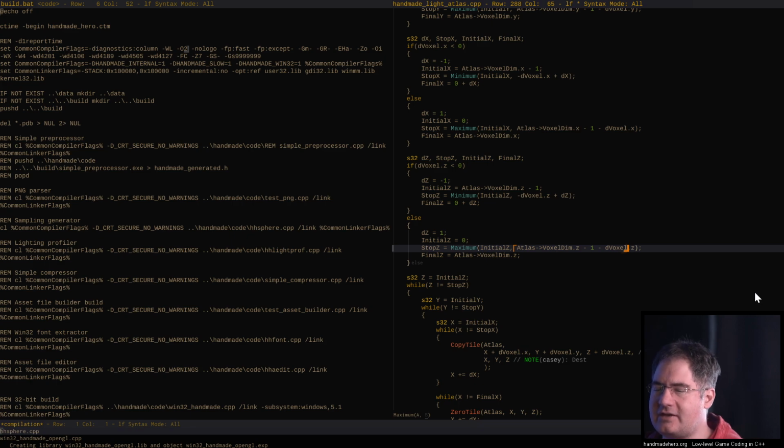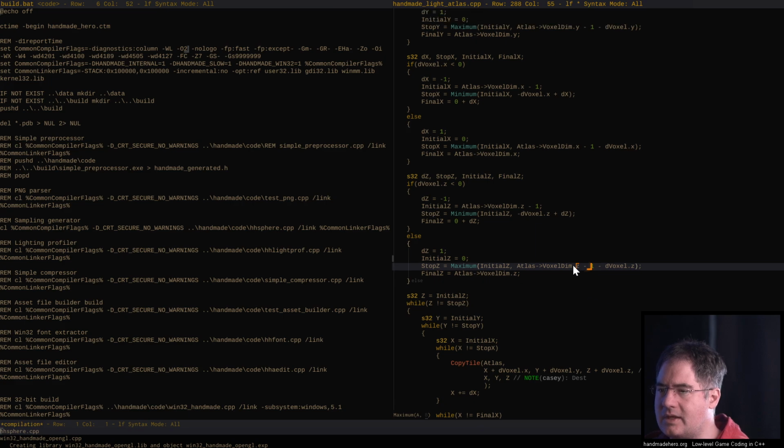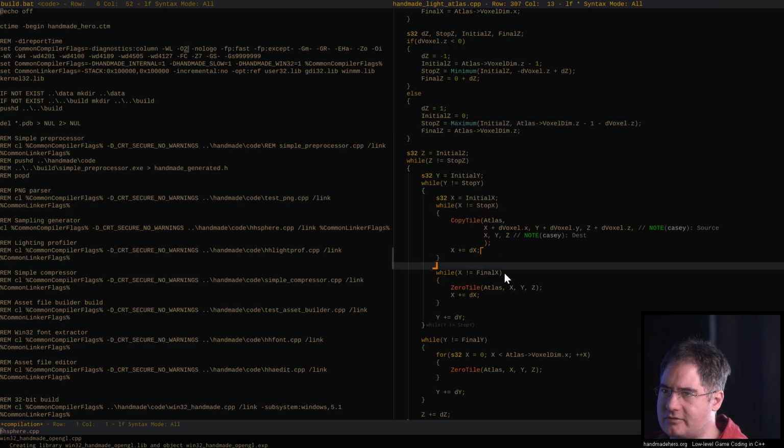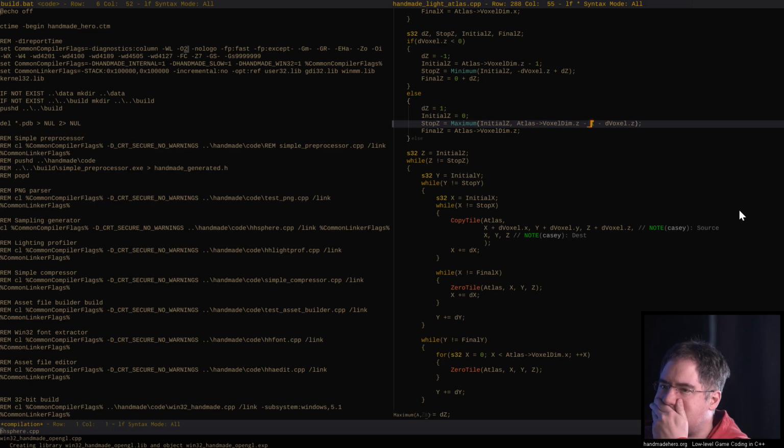And, doesn't that just seem wrong? Where is this 1 coming from? Because look at how this code works. I guess no. Okay, so no, I'm all right with that. Because let's think about this. So if voxel dim in this case .z is 2, you subtract 1 from it, it's 1.